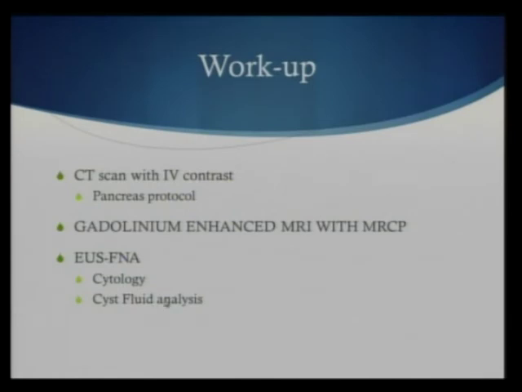The other option is MRI, gadolinium enhanced MRI with MRCP, and that actually is the recommended imaging to evaluate for cystic lesions, because that also shows you the ducts better. And then the third modality is EUS with an FNA, which allows you to get a sample for cytology, and also allows for cystic fluid analysis, which also helps in distinguishing these cystic lesions.